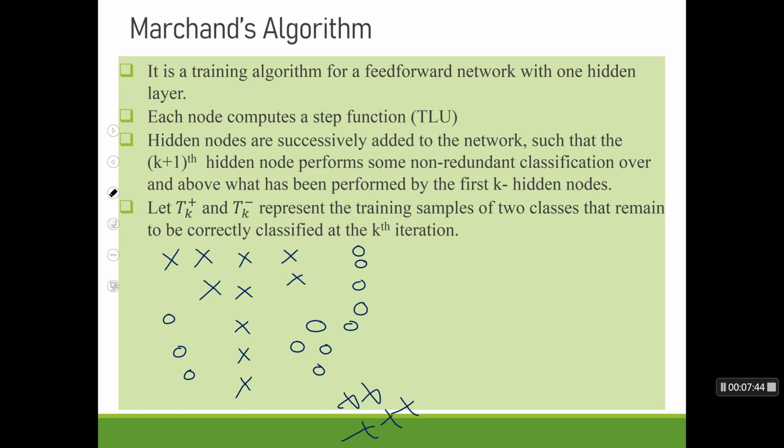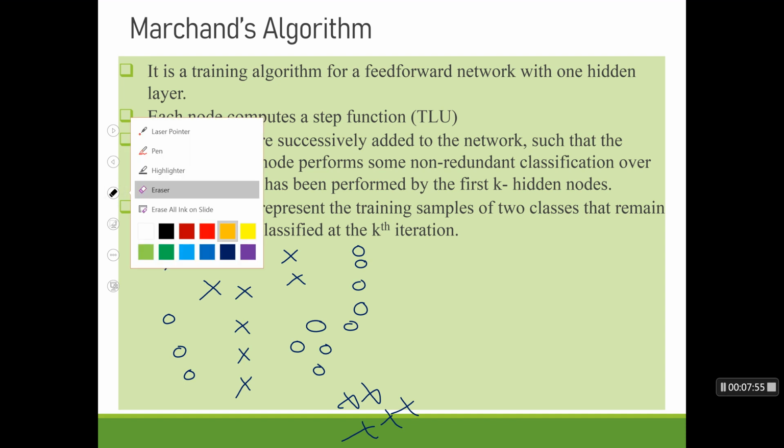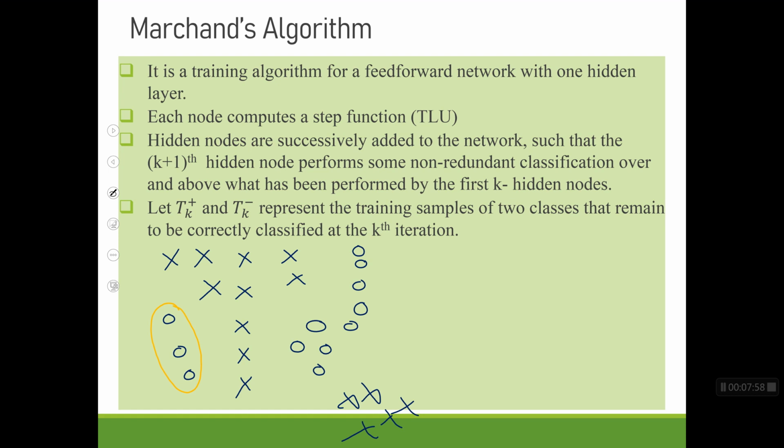Now let Tk plus and Tk minus represent the training samples of the two classes that remain to be correctly classified at the kth iteration. So this is the pattern which is given to you. All these patterns which I am indicating will belong to, say, the class Tk plus. This is one particular class, and there is one more class of these patterns, which I can indicate as Tk minus. Whichever one you want, you can name it Tk plus, and the other one you name Tk minus.